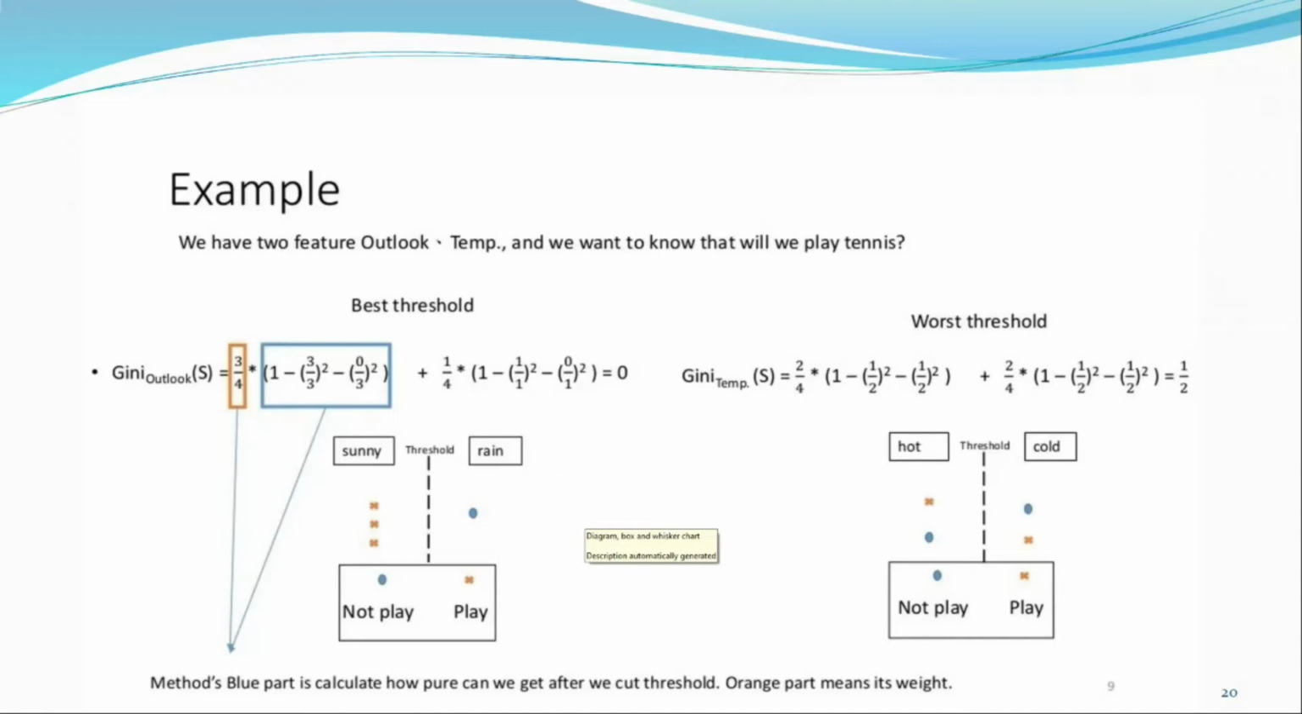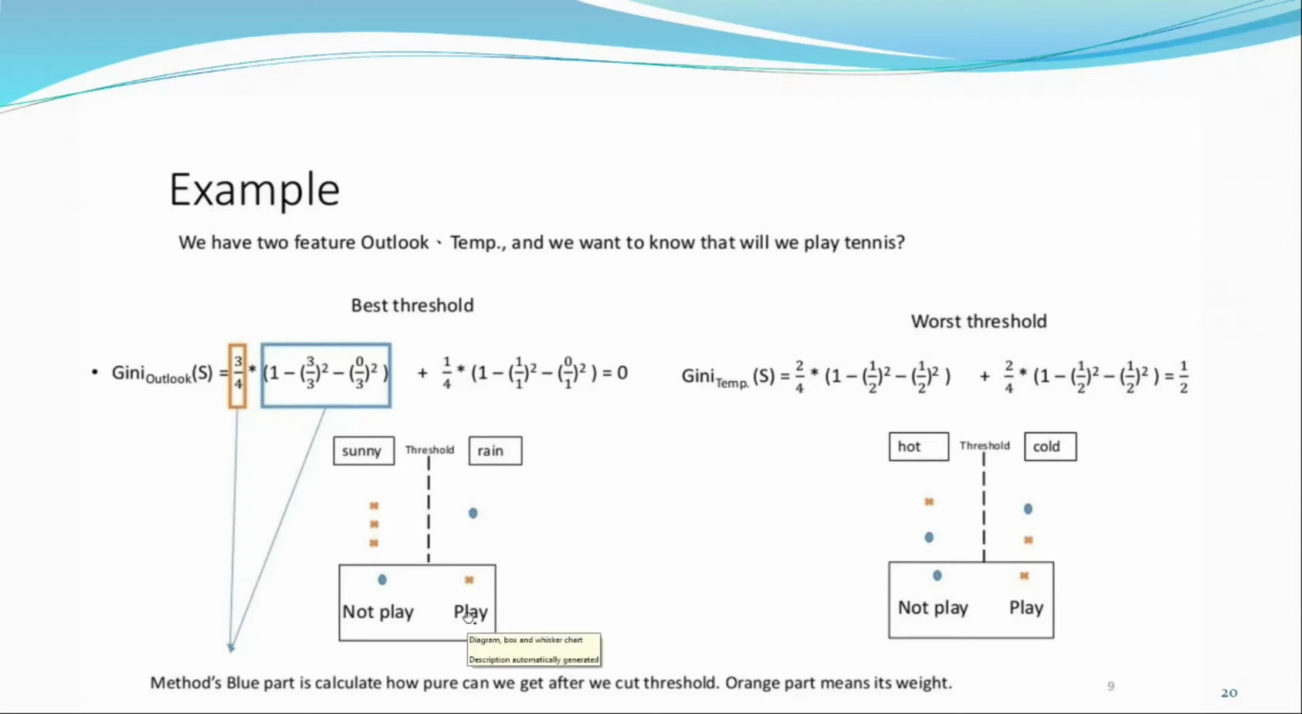Then we will calculate the Gini impurity of the outlook. The Gini impurity of outlook will be the weighted Gini impurity. We have 3 sunny data points and 1 data point for rain, so overall we have 4 data points. So it is 3/4 times the Gini impurity of sunny plus 1/4 times the Gini impurity of rain. So the Gini impurity of outlook will be 0. Which is the smallest one? So this is the best threshold.